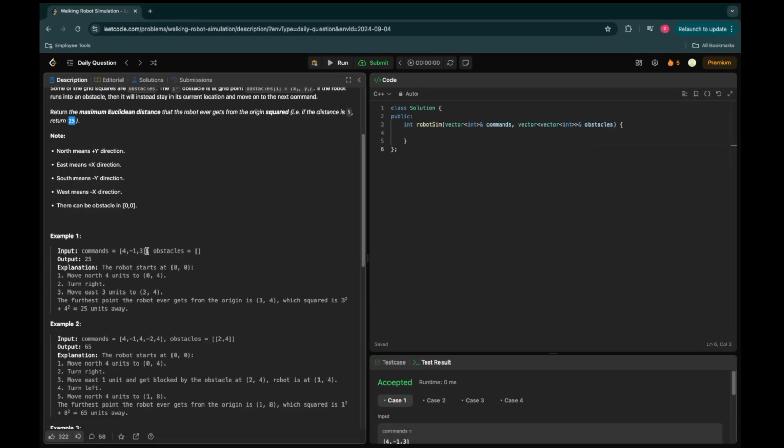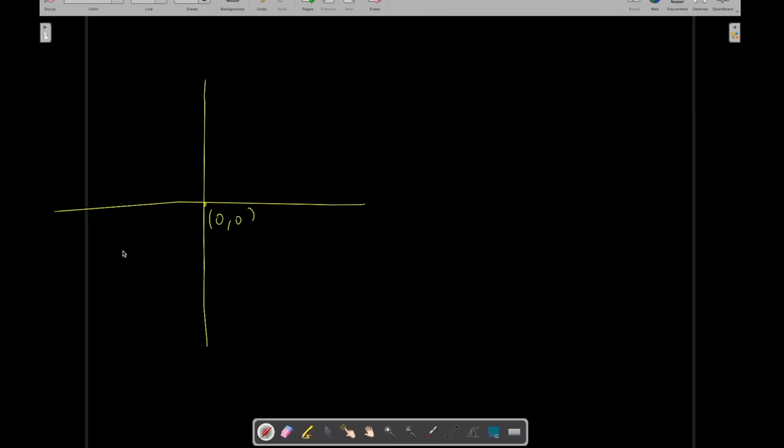It is saying that we have been given an xy plane on which the robot is at point 0, 0. In the first example, our commands are 4, -1 and 3, and our obstacles array is empty. So in the first example, we don't need to care about obstacles. Let's first understand what these commands are, and then from the second test case, we will understand the use of this obstacles array.